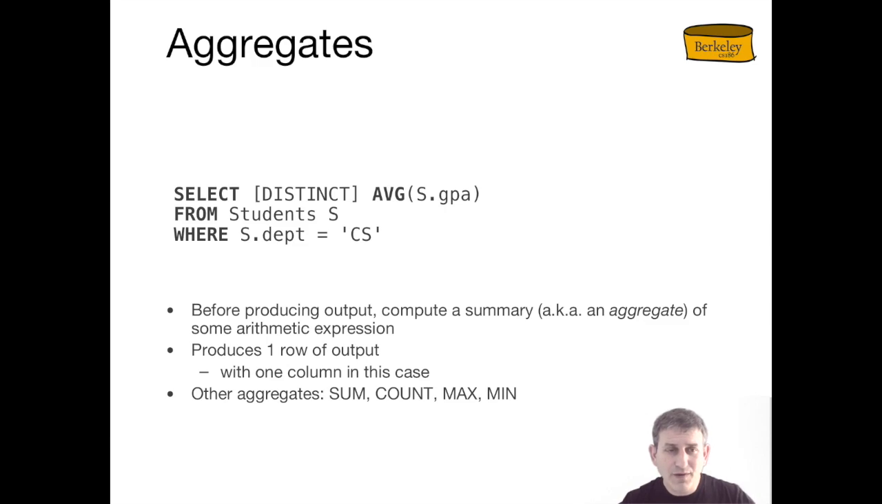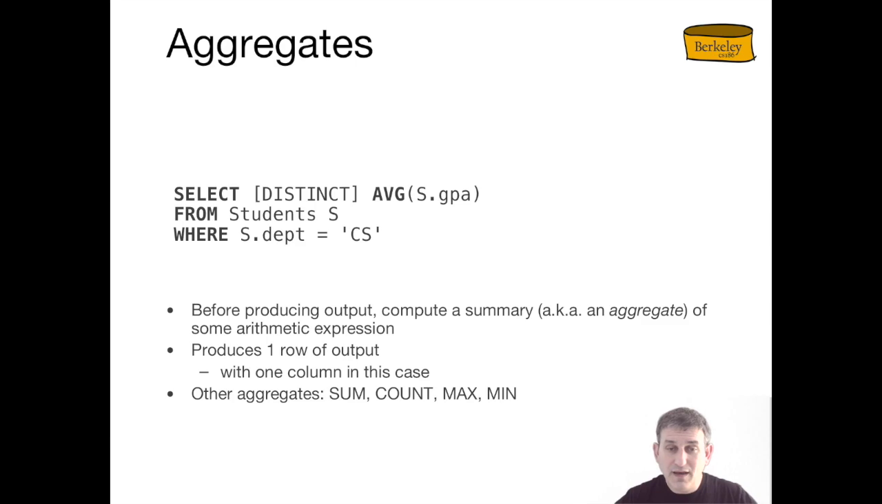So in this example, we're saying select average GPA. Optionally, we could say select distinct, but let's skip that. Select average s.gpa from students, where s.dept equals CS. What we're asking for is the average grade point average of computer science students. Each GPA entry in the GPA column is a floating point number, and we're getting the average of a number of floating point numbers here.